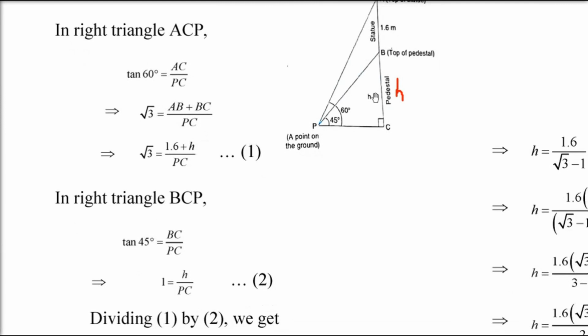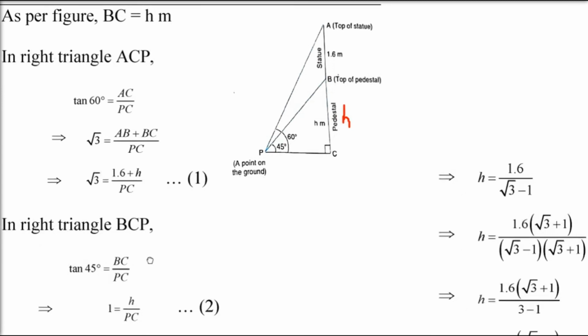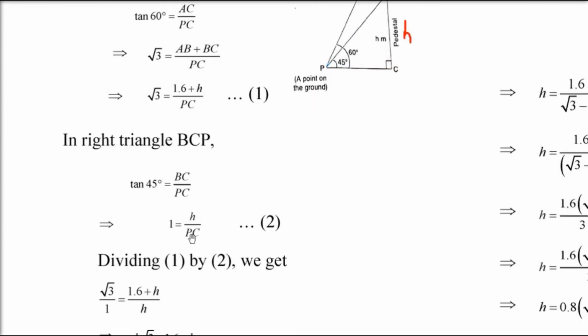Now we'll just replace PC. Now take the smaller triangle, BCP. The angle is 45 degrees. So tan 45 is h by PC. Tan 45 is 1. So h is PC, h equals PC. Now put PC as h here.